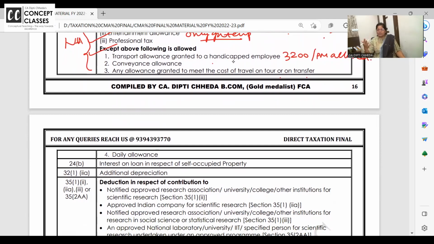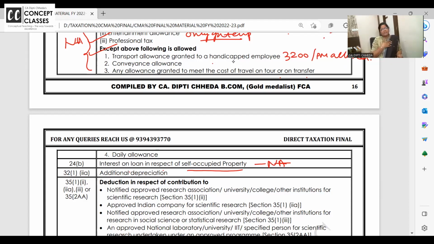After salary, what is the second head? Income from house property. What is the relationship? In salary, it is the employer-employee relationship. In house property, it is the owner and tenant relationship. So interest on loan in self-occupied property, NA, not allowed. You remember we can divide house properties into three: self-occupied property, let-out property, and deemed let-out property.